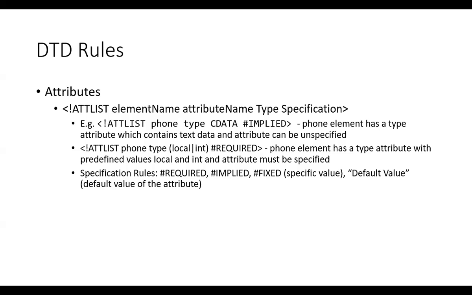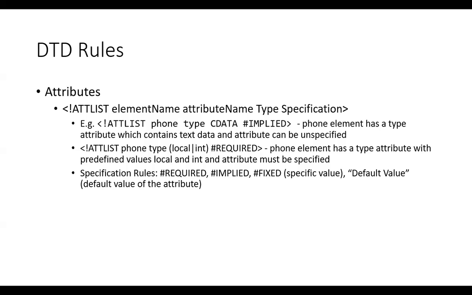Then the next one, you can declare the attributes. In this particular case, this is represented as an attribute list. So usually you have an element name, then attribute name, and your type specification.